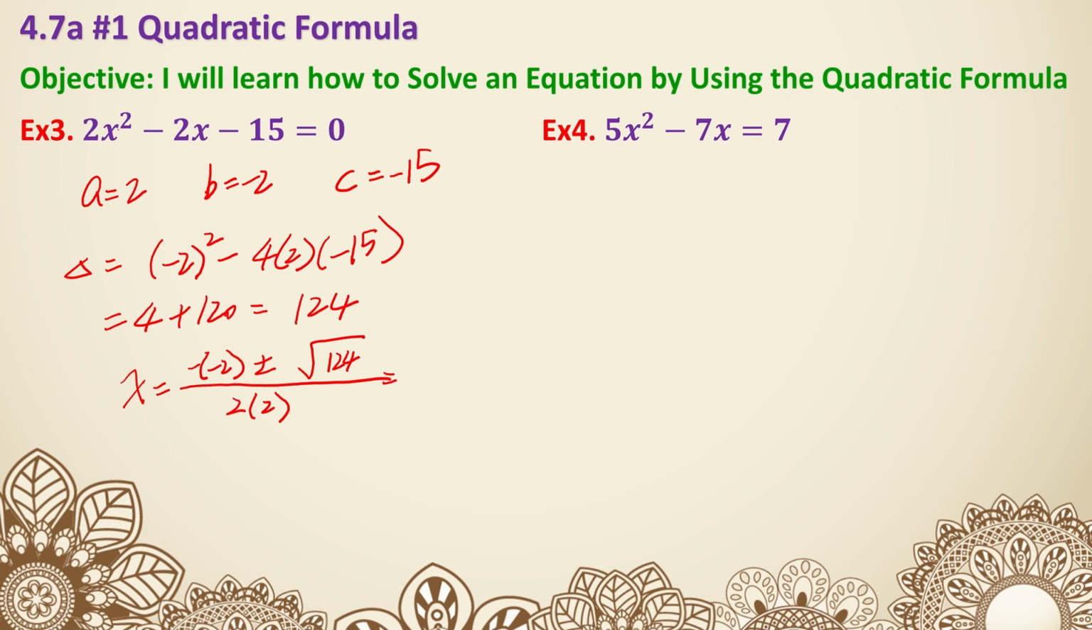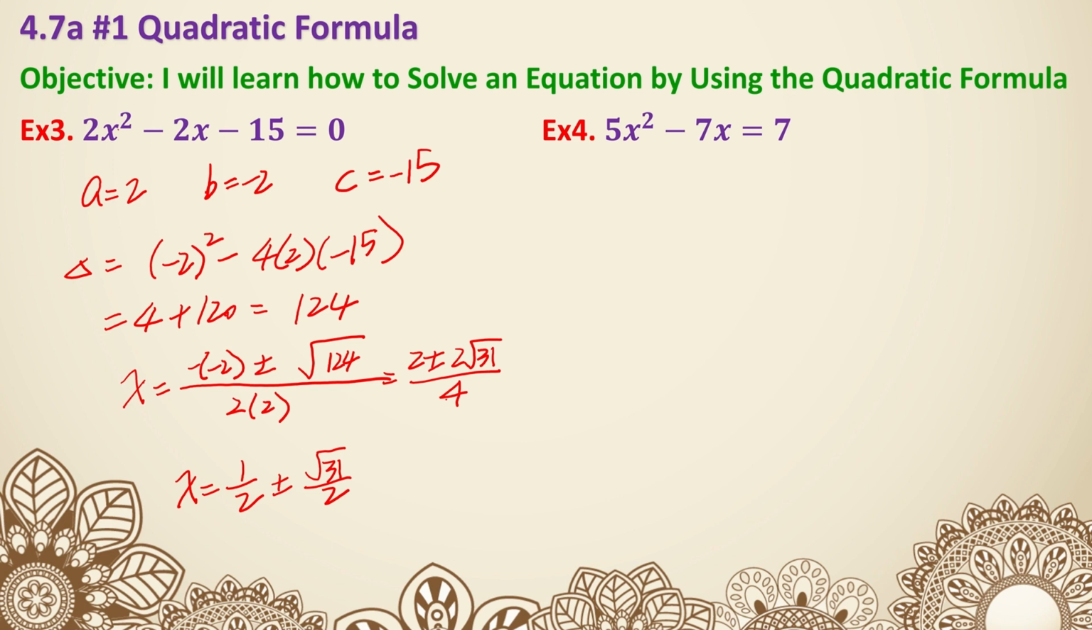Negative negative 2 is a positive 2, plus or minus the square root of 124, which can be simplified as 2 square root of 31, all over 4. x could be, separate them, 2 over 4 is 1/2, then plus or minus 2 over another 4 is 1/2, but on top is actually square root of 31 over 2. There you go. That's example 3.